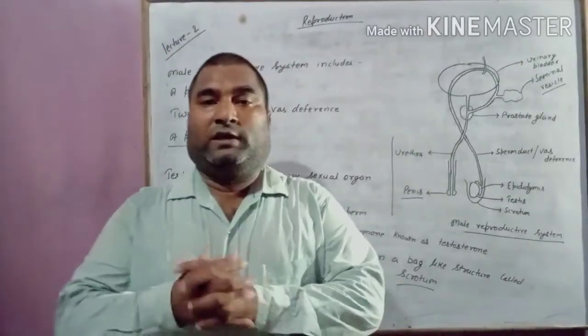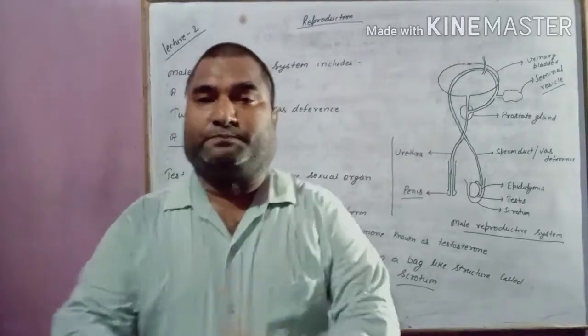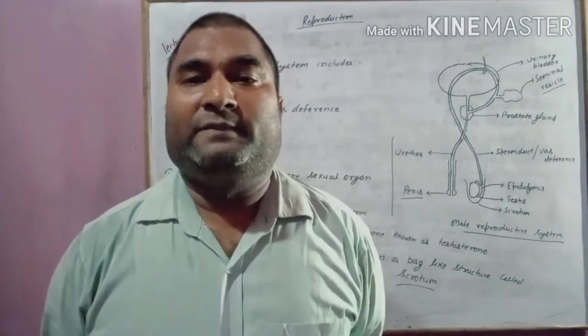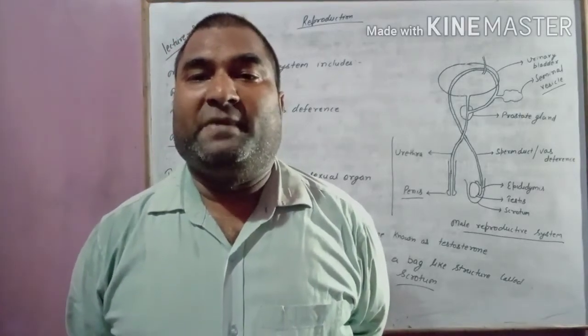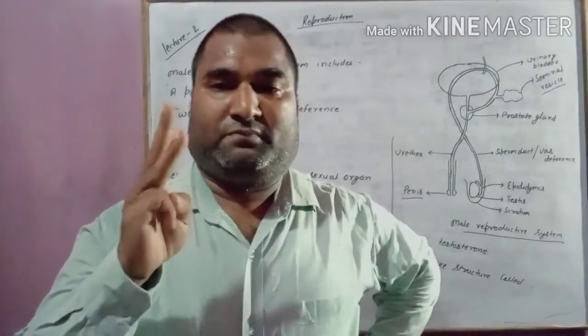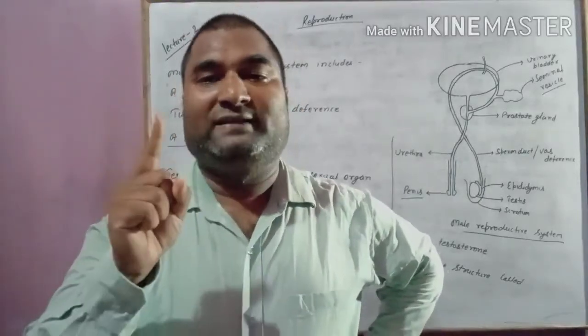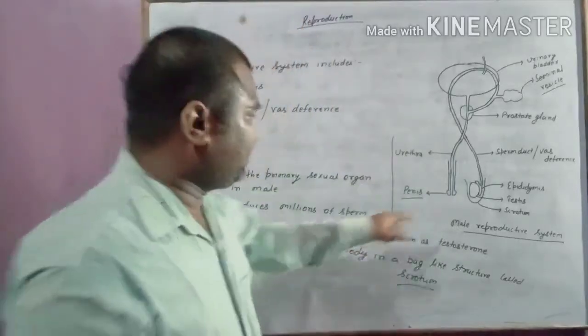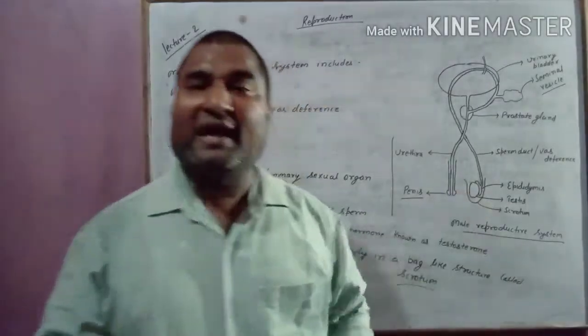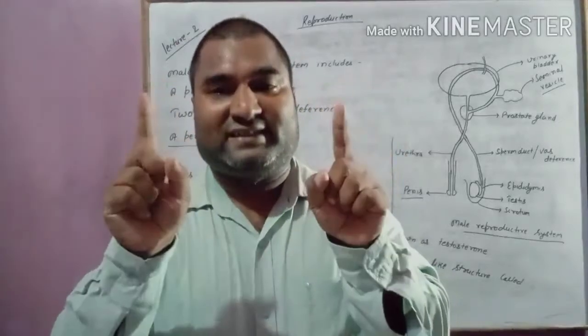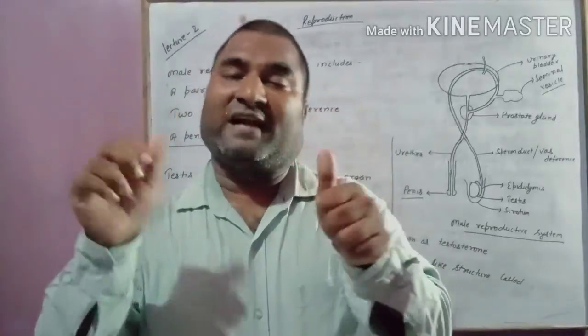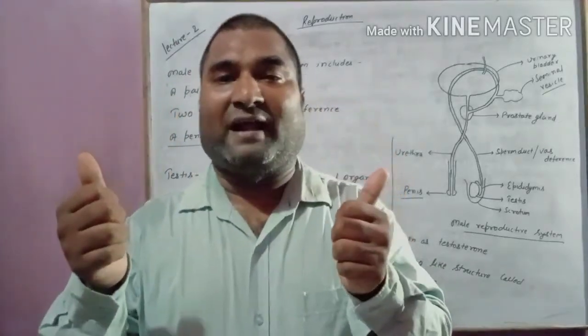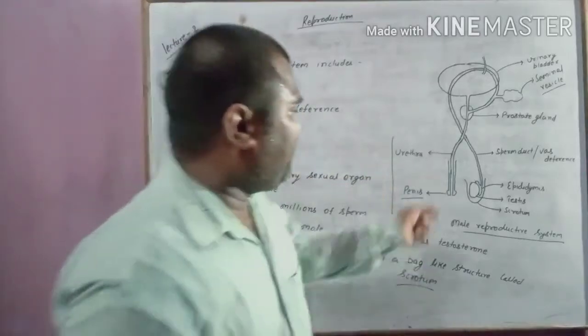Okay. Let's come to the male reproductive system. A male reproductive system includes mainly three organs. One is a pair of testes. This is the testis. A pair of testes means two testes, one on both sides, on the left side and the right side of the penis.